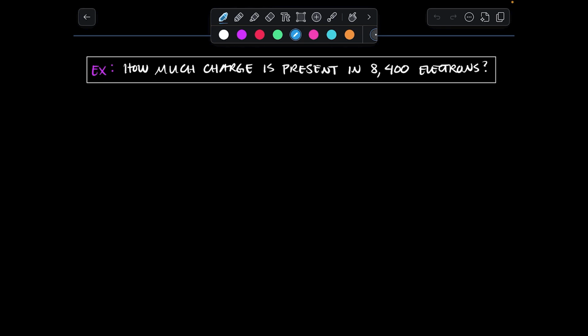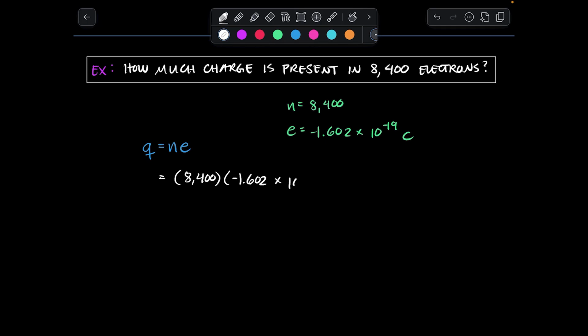This example asks for how much charge is present in 8,400 electrons. So we can use this formula right here, Q equals N times E, since we have the number of electrons and we already know the electronic charge per electron. The number of electrons is 8,400. The electronic charge per electron is negative 1.602 times 10 to the power of negative 19 coulombs. So here all we do is just multiply 8,400 times negative 1.602 times 10 to the power of negative 19.